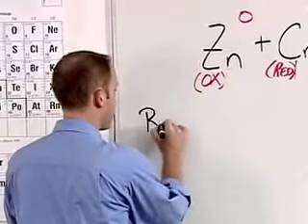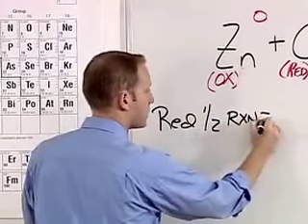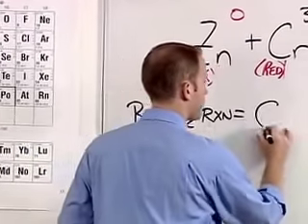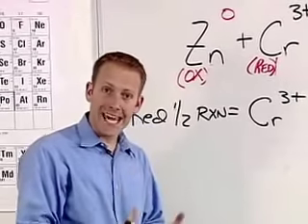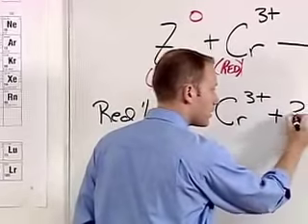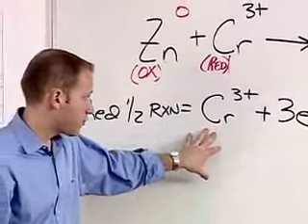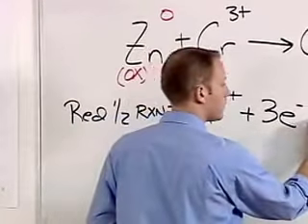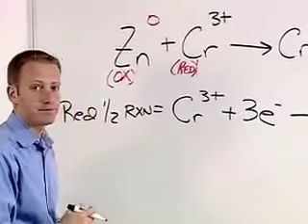So for the reduction half reaction, and I call it RXN because that's reaction, we're going to start with chromium 3 plus. And what happened? It gained 3 electrons. So we have to add 3 electrons. Chromium 3 plus gained 3 electrons to produce chromium 0, the chromium atom.